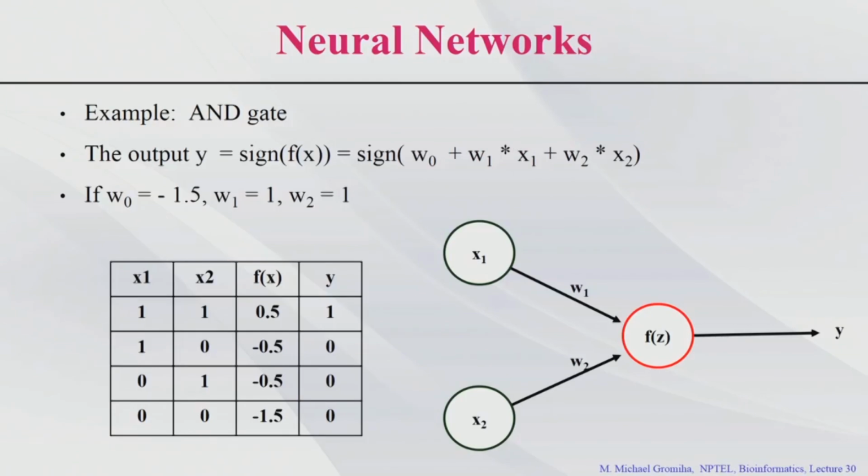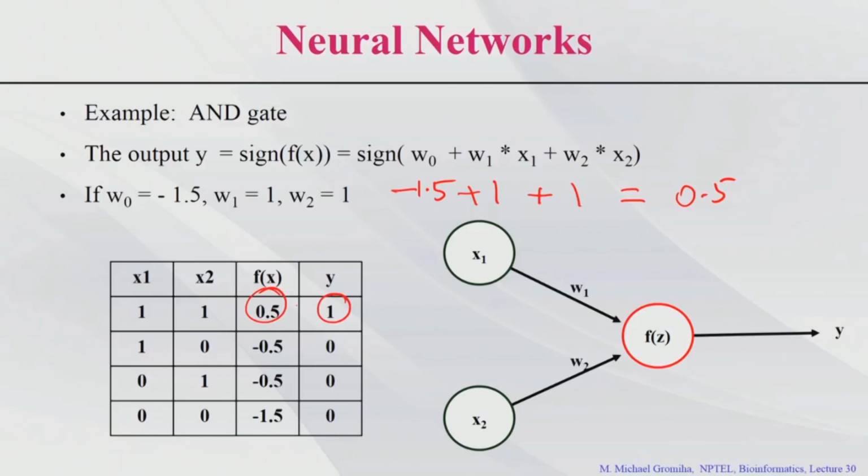So, for example, if you take weights w0 equal to minus 1.5, w1 equal to 1, w2 equal to 1, and x1 equal to 1, x2 equal to 1, what is f of x? You can use this function: this is w0, minus 1.5, plus w1 into x1, which is 1, plus w2 into x2, which is 1. This is equal to 0.5. So, you get 0.5. So, you can see the sign, minus or plus, this is plus. So, this is equal to 1.